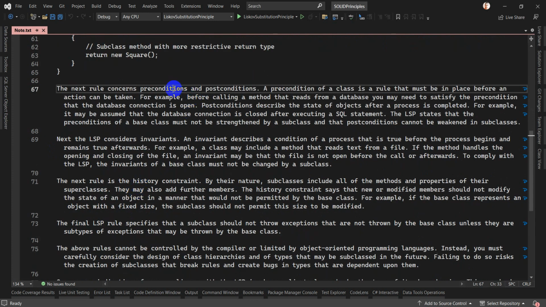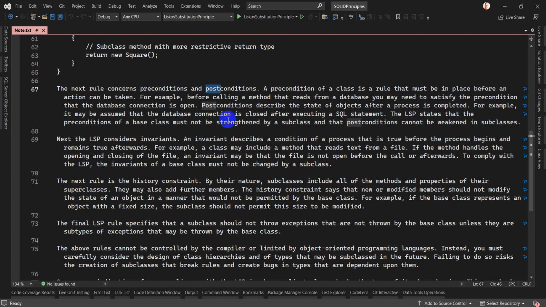The next rule concerns preconditions and postconditions. First, we need to talk about what these are. A precondition of a class is a rule that must be in place before an action is taken. In English, pre means before and post means after. So a precondition is a state that must hold true before an operation begins, and a postcondition is a condition that must hold true after a certain operation completes.